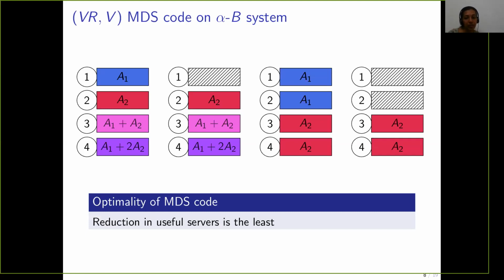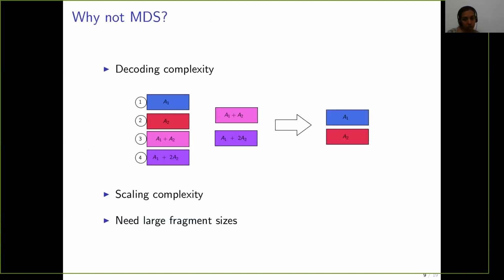But then why do we prefer replication codes over MTS codes in this study? Well, here are the drawbacks of MTS codes. First is the decoding complexity. For example, let's say that in order to download the file which is stored here, we download the 2 fragments A1 plus A2 and A1 plus 2 A2. Now this has to undergo a complex decoding process in order to obtain the original file fragments A1 and A2. This decoding might also contribute to the file retrieval latency.